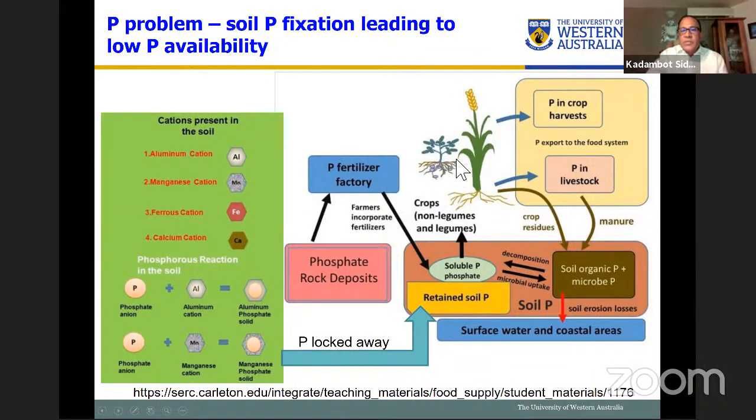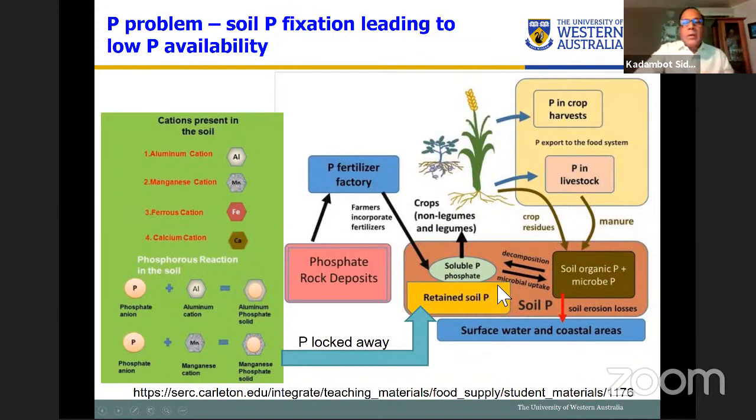So let us look at the phosphorus cycle. From the fertilizer factory, the farmers incorporate fertilizers. Phosphate comes from rock phosphate. Then it goes into the soluble form, which roots of legumes and cereal crops take up. Crop residues are returned, livestock are exported from the food system, and harvested grains go out. Manure comes in, decomposition occurs, soluble P is again taken up, some is blocked or locked up in the soil, retained, and some goes into the water and coastal system.